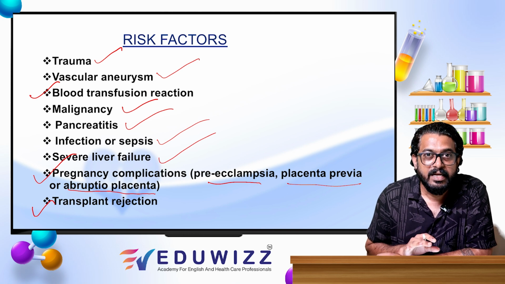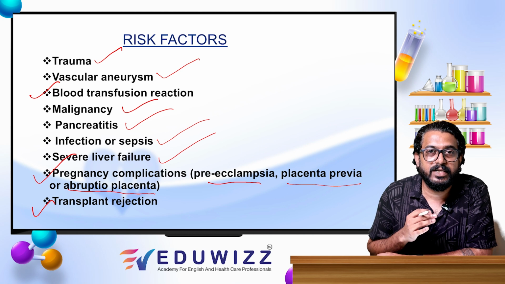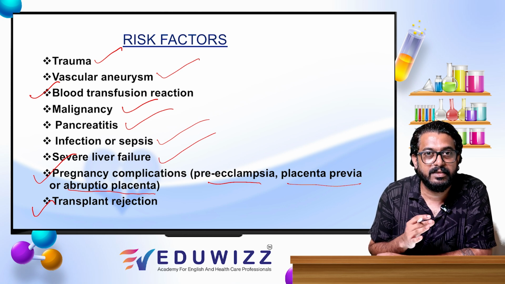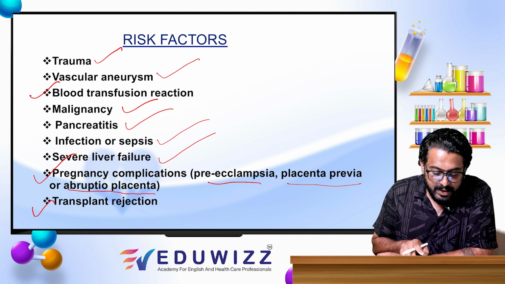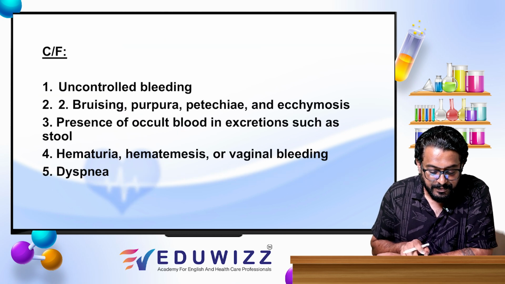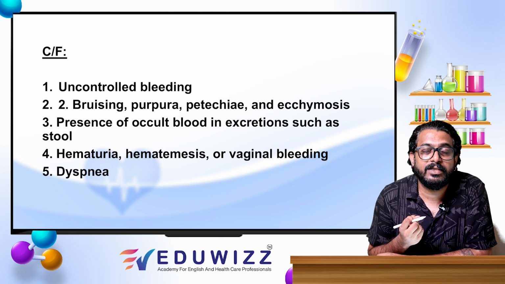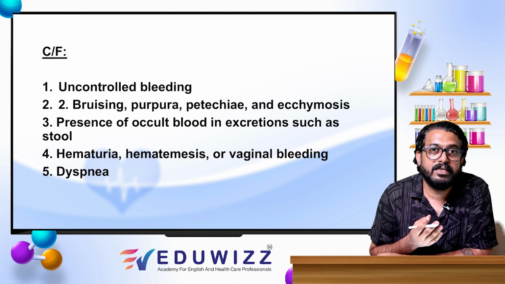So that is why I said there is always an underlying factor, and it is our responsibility to identify these underlying factors and correct them. Okay. So what are the clinical features that occur in disseminated intravascular coagulation? As I said, as the body uses all the platelets and clotting factors, ultimately it results in bleeding.